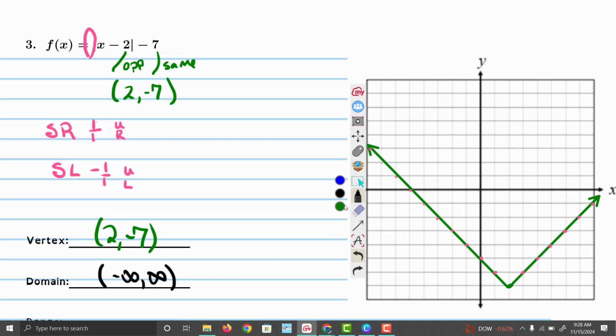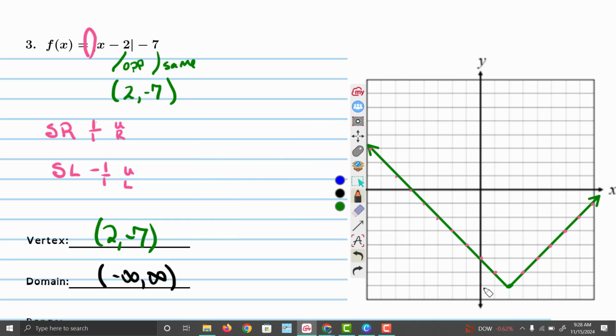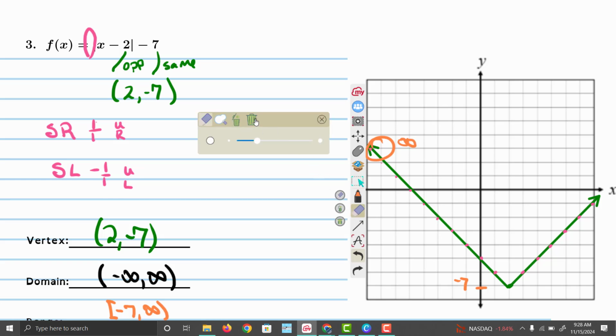My range is low to high. So my lowest value is down here at the negative 7. My highest value is at an arrow. So that's going to be that infinity. I can be at that negative 7, so negative 7 to positive infinity. So now let's go ahead and do number 4.